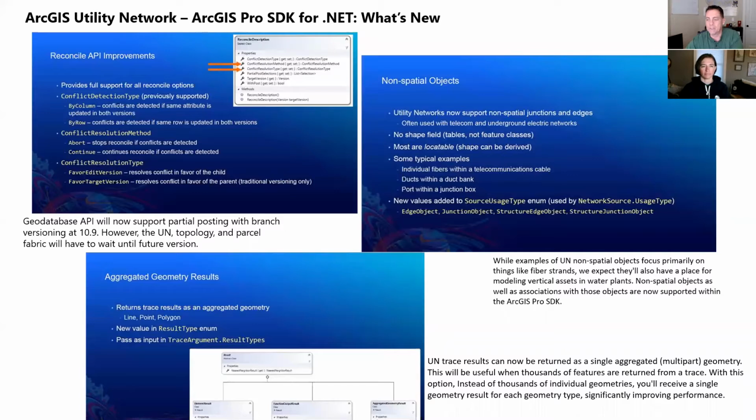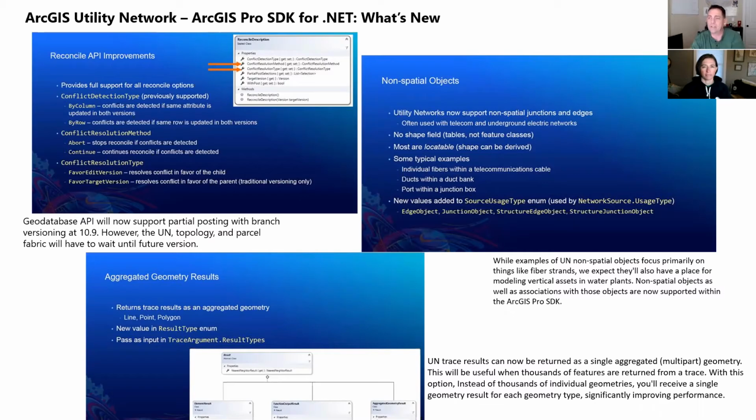Also some improvements are coming in newer versions for the SDK for ArcGIS Pro, specifically for the utility network. Again, helping with the reconciling of information is now embedded as part of the API, so you can support that partial posting process. There's still some lag time with full support with UN topology and the parcel fabric, but that's coming in the future, as well as supporting non-spatial objects and tracing and the ability to return single aggregated and or multipart geometries back. So all these tools are either there now or coming within this year.